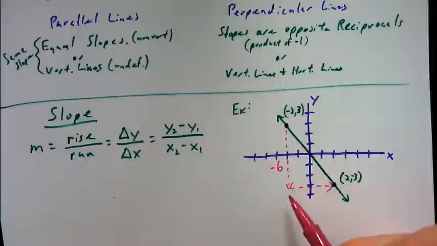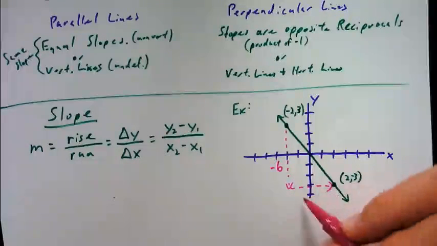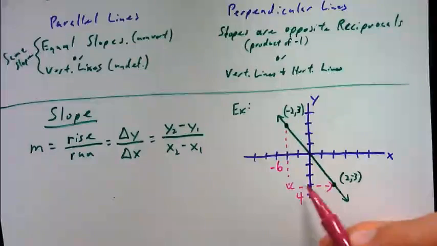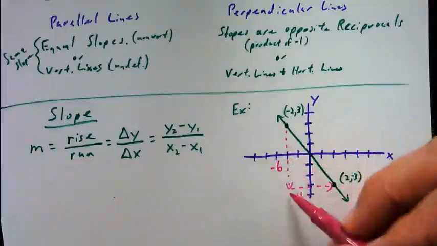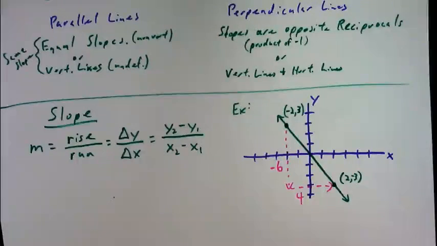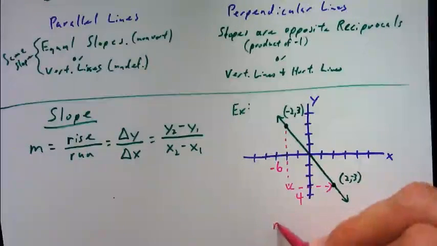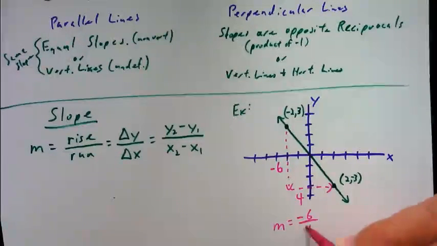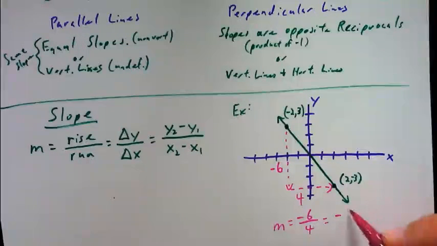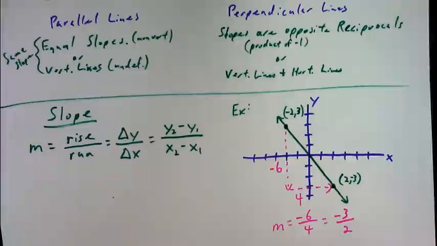Now we go over. How many units do we go over? 4. Again, if we're looking at a graph, we can count these spaces, not the lines themselves, but the spaces. So we went down 6 units, over 4 units. That's one way you could have done this. So m equals, again, rise over run, change in y over change in x, which is now negative. We could reduce that to 3 halves.